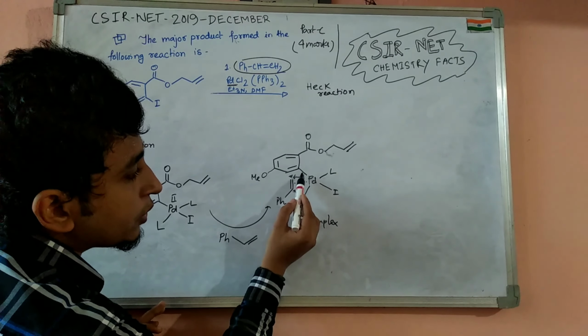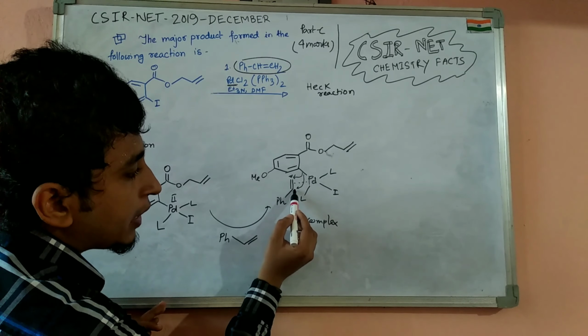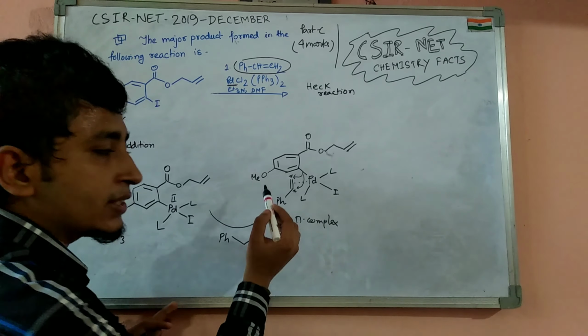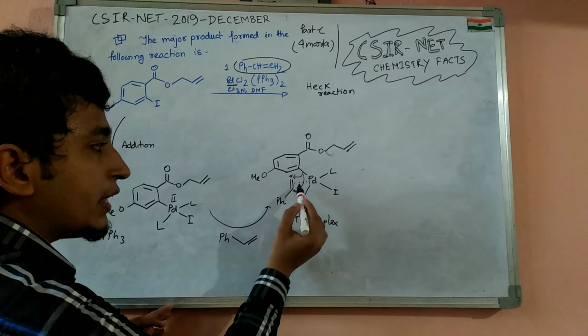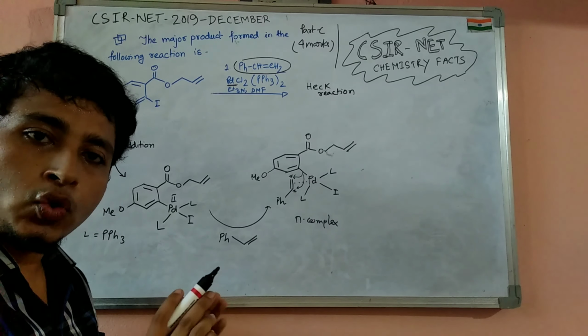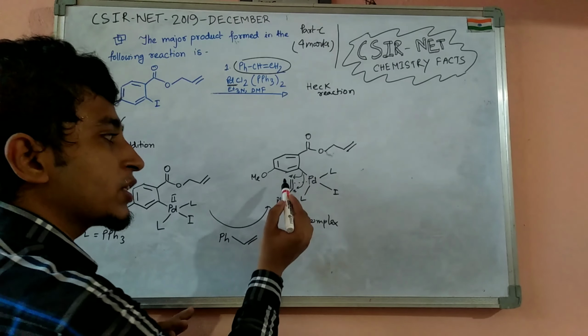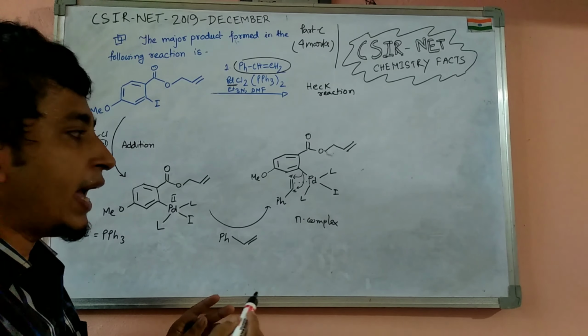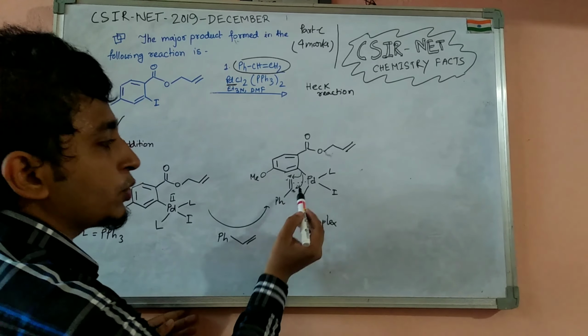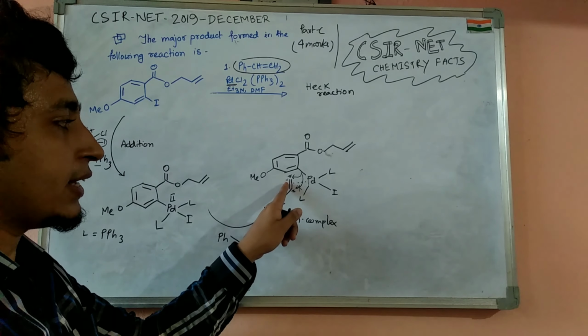You can see if it will migrate here, then the carbocation will form here. That carbocation will be stabilized via resonance with this phenyl ring. But if it will attack here, then the negative charge will form here, and there is no such stabilization factor to stabilize this negative charge. And therefore it will selectively attack in this position, not this position, okay? So therefore it will attack in this position.